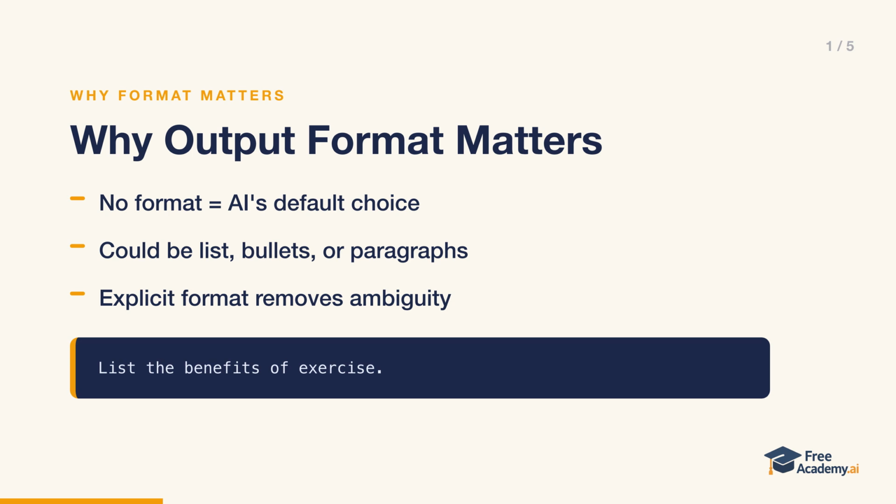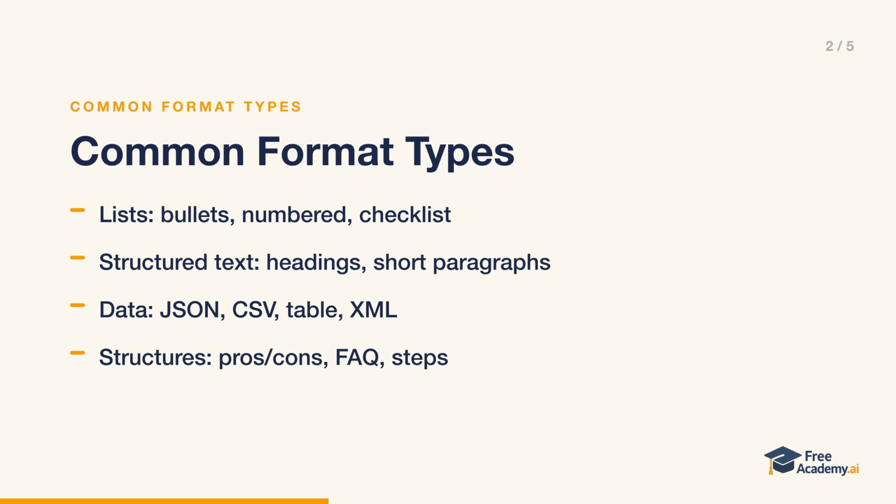Depending on the model and the moment, you might get a numbered list, you might get bullet points, you might get a few paragraphs, or even a mix of all three. None of those are wrong, but if you needed a clean bullet list for a slide, the paragraph version means more clean-up work. Being explicit about format removes that ambiguity. You tell the AI the shape you want, and you get output that's immediately usable instead of something you have to reformat by hand. So, what can you actually ask for?